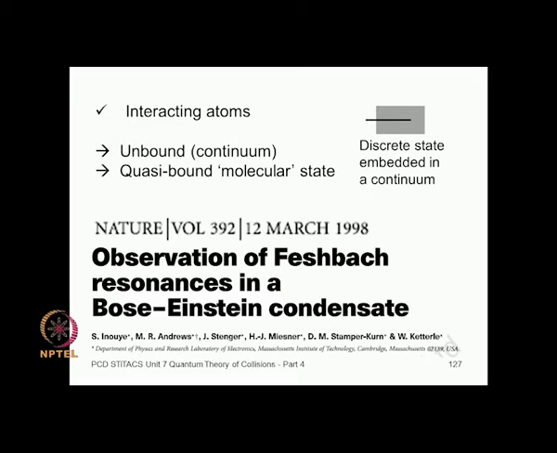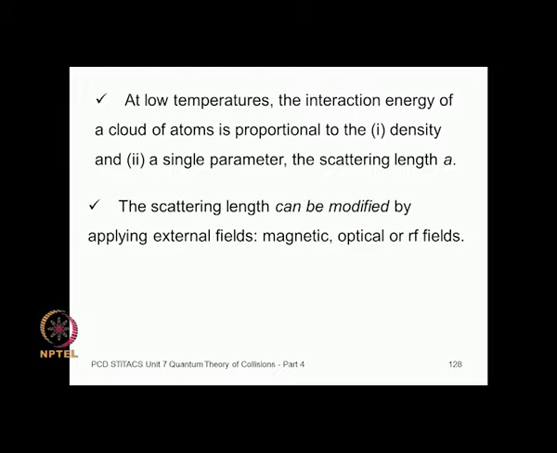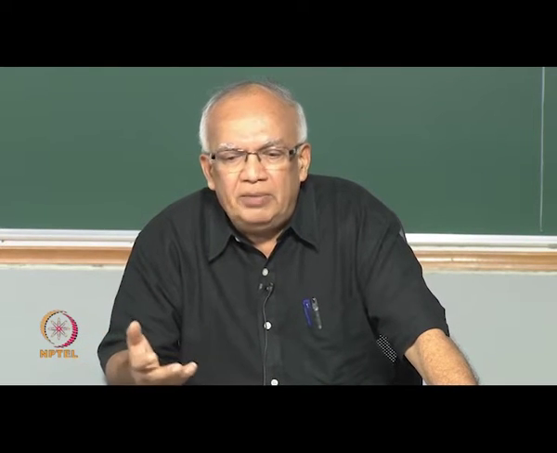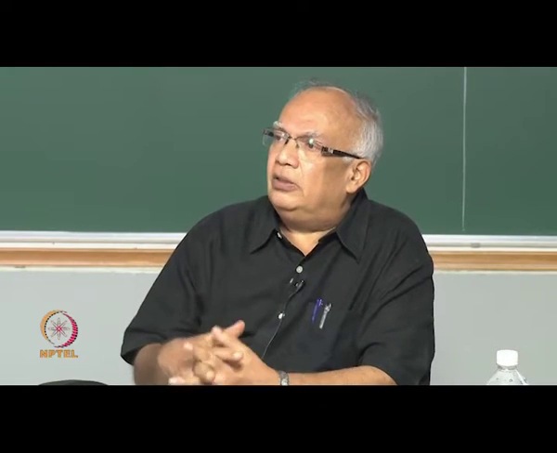Okay. So, what happens is that at low energies, scattering is mostly determined by L equal to 0 states, by S wave scattering, right, and the single parameter, the scattering length, can describe the scattering process. What you can do is control the scattering length by some external fields. It can be a magnetic field, it can be an optical field, and you can control the scattering length and control the scattering mechanism.